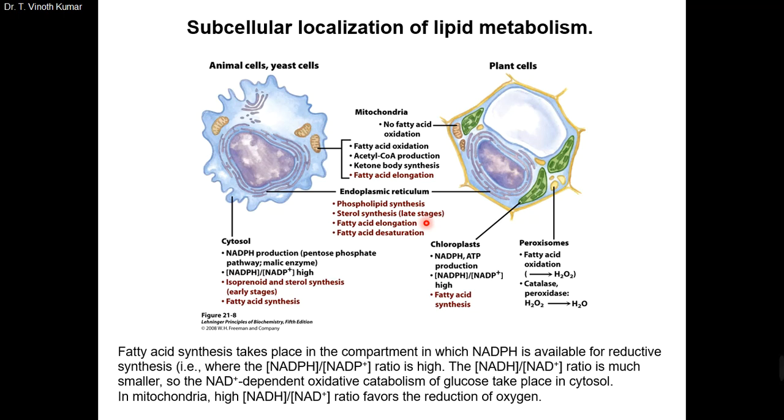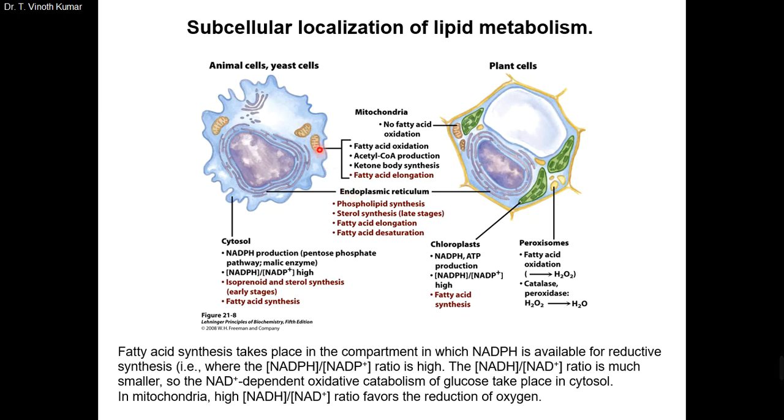So this happens in the endoplasmic reticulum. And the next one is fatty acid desaturation. This fatty acid desaturation occurs in the endoplasmic reticulum. Desaturation means addition of a double bond. Saturated means all 4 carbon valencies are saturated, and if it is C double bond C, that is called desaturation.